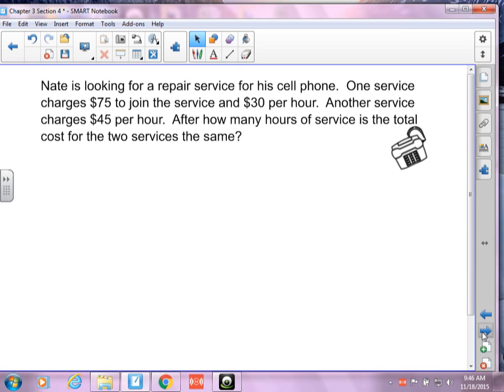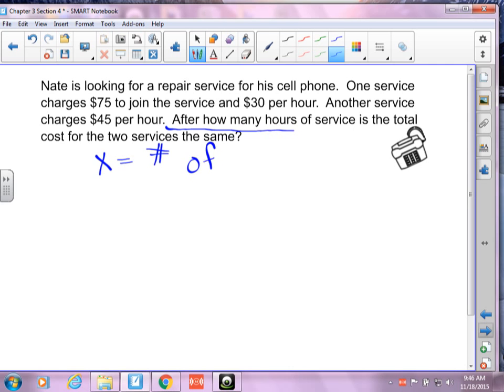Okay, now we read the problem. Now we've got something we're trying to find. Okay, what would x be? What would be the variable in my equation? Yes, the number of hours. And where did you find that? At the end. Most of the time you see that at the end. After how many hours? So this is going to be number of hours. Don't just put hours. If you just put hours, I'm like, okay, is it the cost of the hour? Is it the number of hours? Like, what about the hours? So make sure you put number of.